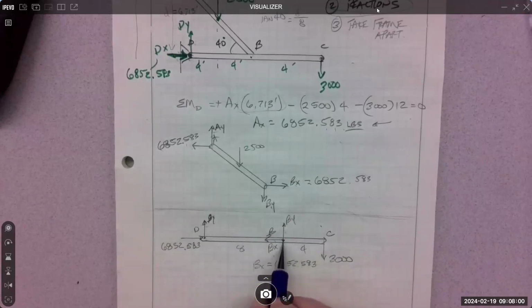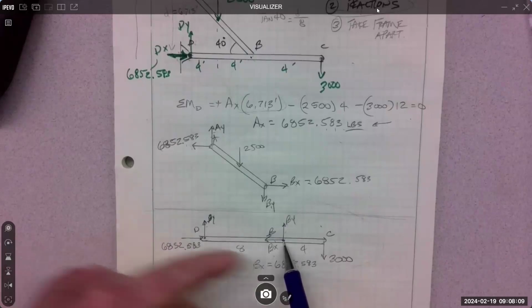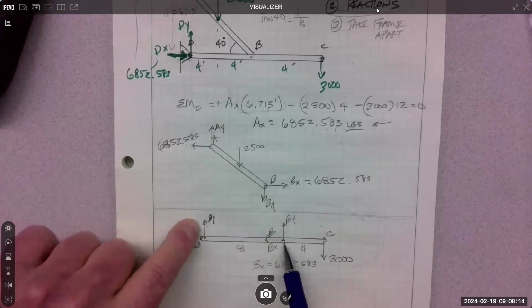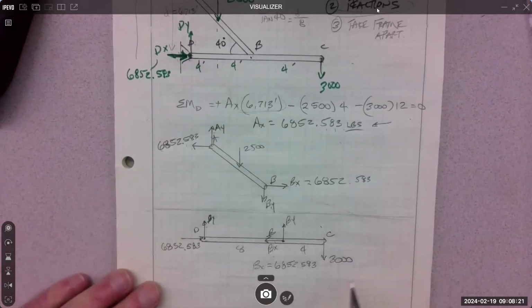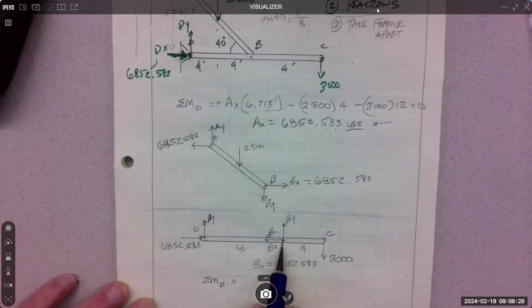We did a moment here. What drops out? Well, everything at B, and what else? DX drops out. BY drops out. BX drops out. We're left with DY and 3,000 for a moment. Again, pretty easy on the horizontal member. Moment at B, moment here, 3,000 times.